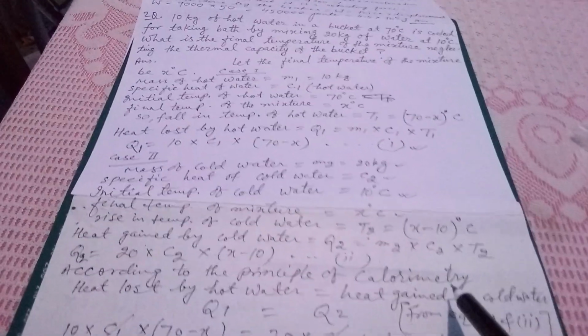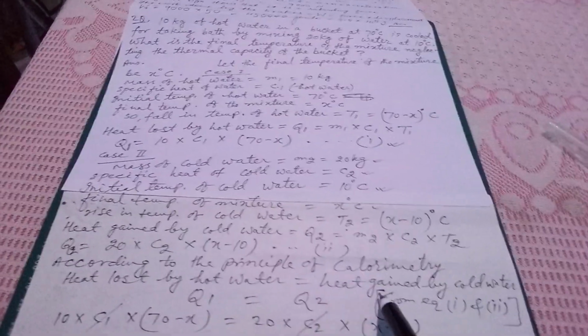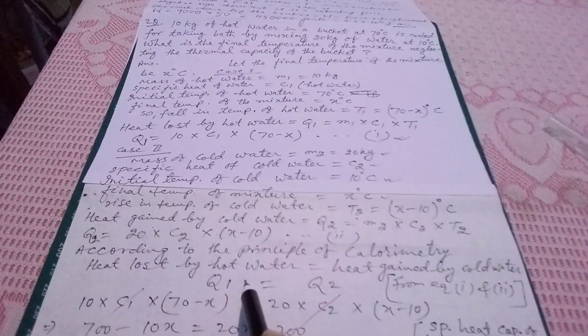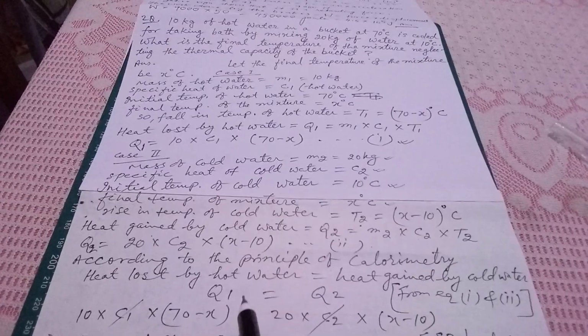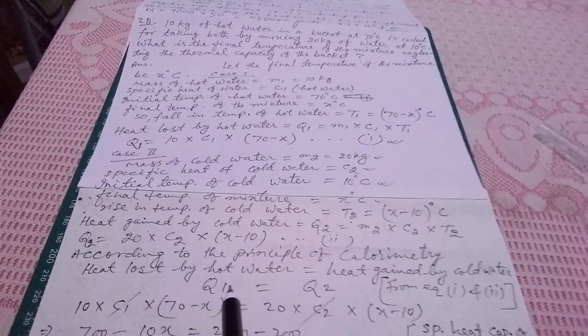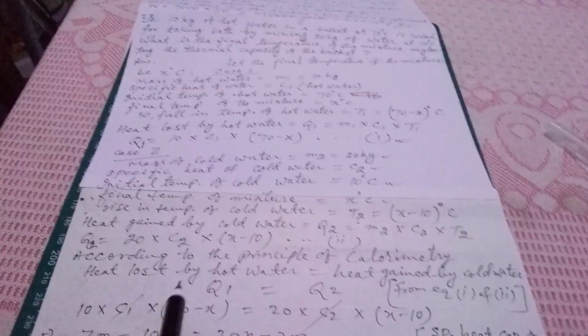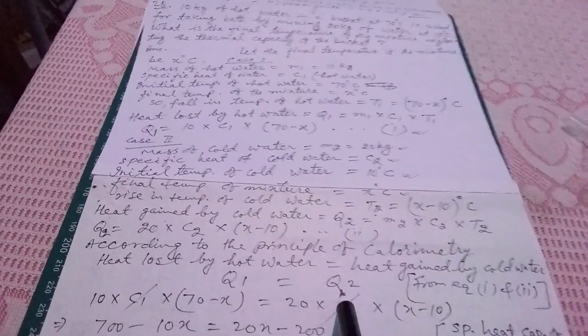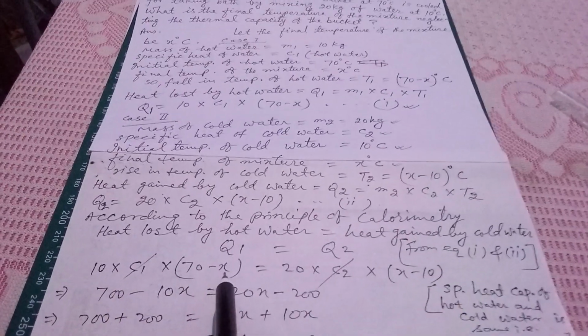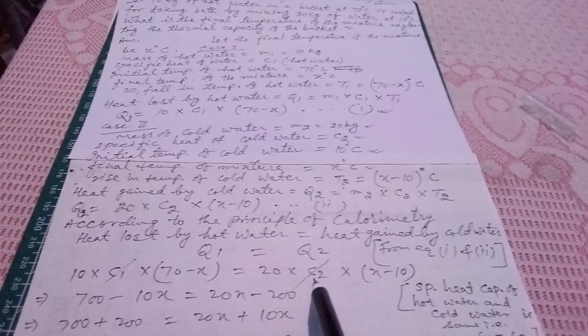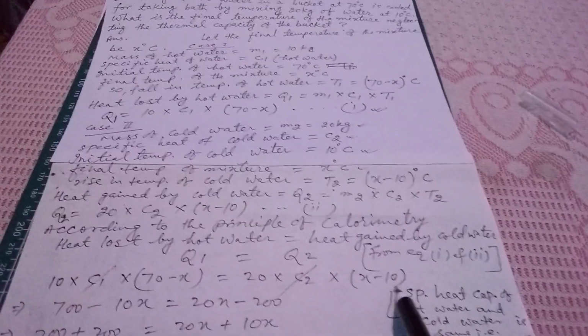This is equation 2. And according to the principle of calorimetry, we know that heat lost by hot water equals heat gained by cold water. It is obvious that if something is losing heat, another object will gain it, and if both are in contact, there will be equilibrium in temperatures. That means both temperatures will be equal. So Q1 equals Q2 here. So Q1 is 10 into C1 into 70 minus x equals Q2, 20 into C2 into x minus 10.